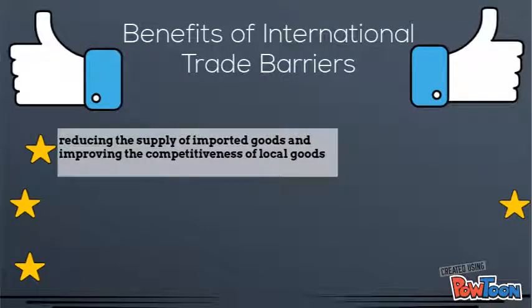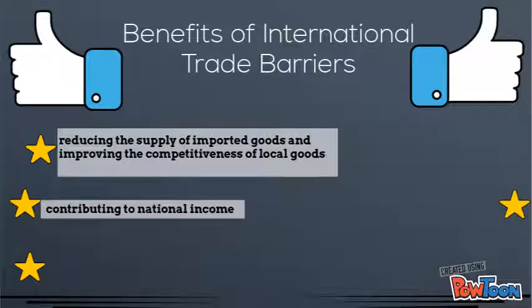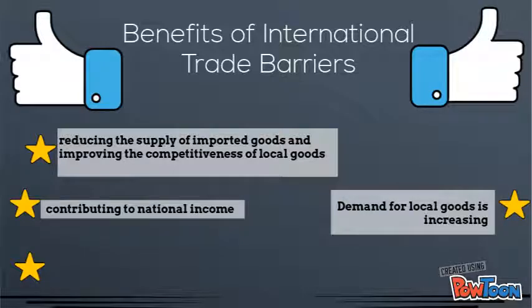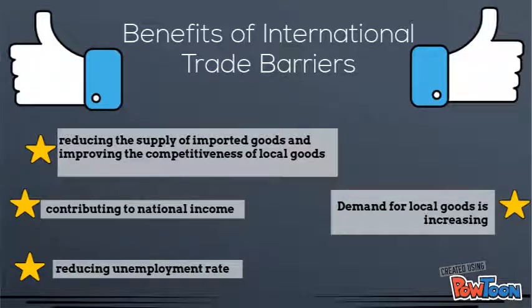Benefits of international trade barriers. 1. Reducing the supply of imported goods and improving the competitiveness of local goods. 2. Contributing to national income. 3. Demand for local goods is increasing. And 4. Reducing the unemployment rate.